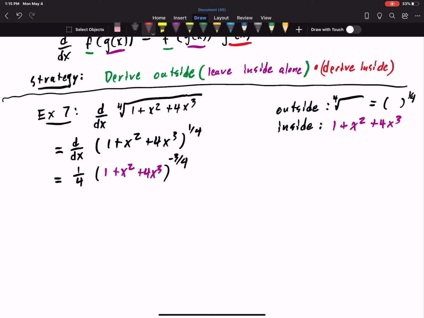And then, last step, you derive the inside and you multiply. I like to put things in parentheses when they're complicated. Make sure that you do the same. Parentheses are your friend for keeping things organized and so that you don't make little mistakes here and there with your algebra. So deriving the inside of this purple function, we have 2x plus 12x squared. It's the derivative of this. All right?